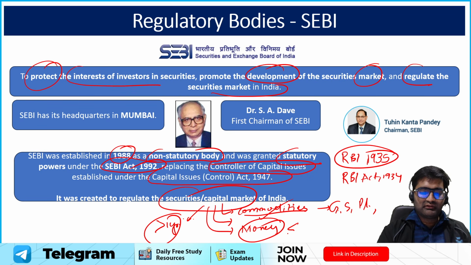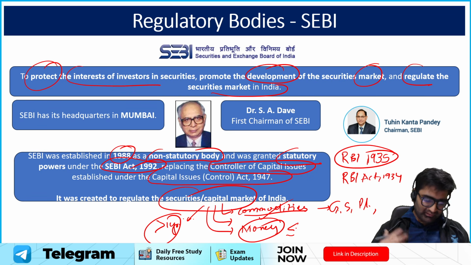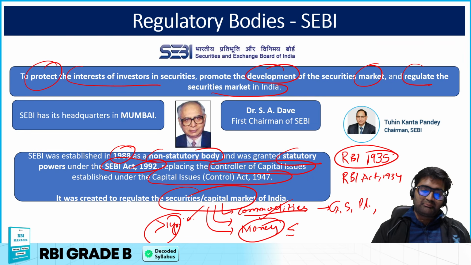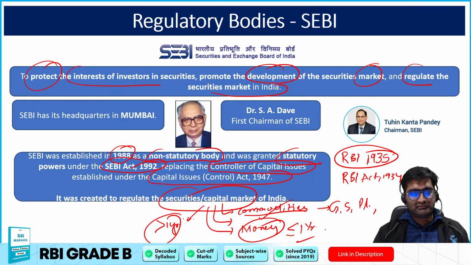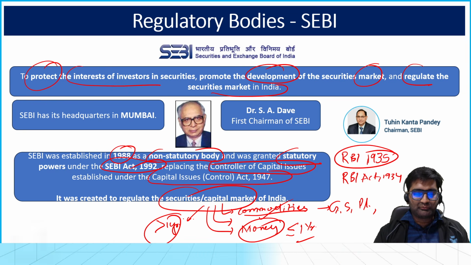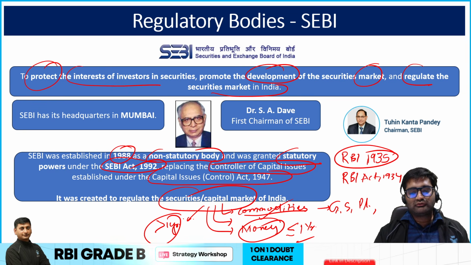Money market is wherein loans or money transactions happen for a period less than or equal to 1 year. 3 months, 6 months, 9 months, that is something which is money market. I hope the difference is clear, right? So this is a thing.